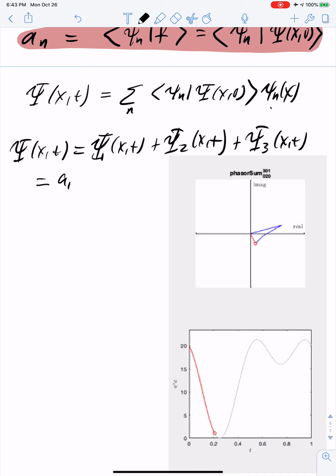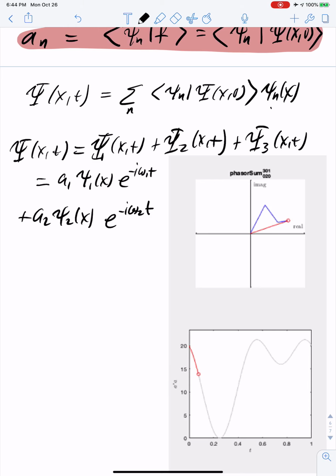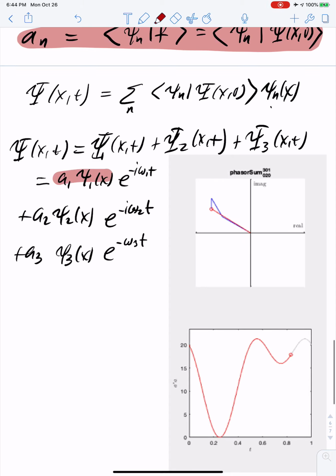So this is going to be a1, the spatial part, just evaluated at x, e to the minus i omega 1 t, plus a2 psi 2 at x, e to the minus i omega 2 t, plus a3 psi 3 of x, e to the minus i omega 3 t. All right, now for one value of x, these things are just some number. Could be complex. The a's can be complex in general.